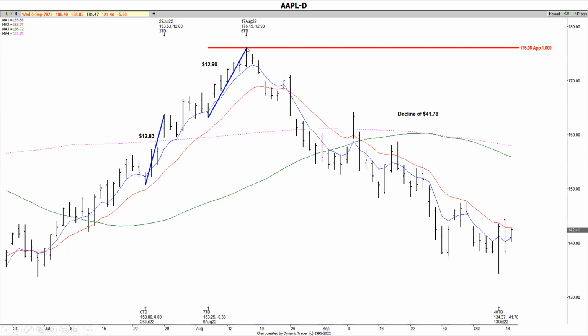So I wouldn't say to somebody short against that 176. I would just say if you're already bullish, trail up your stops, because the move could terminate there. And whoa, did it, right?